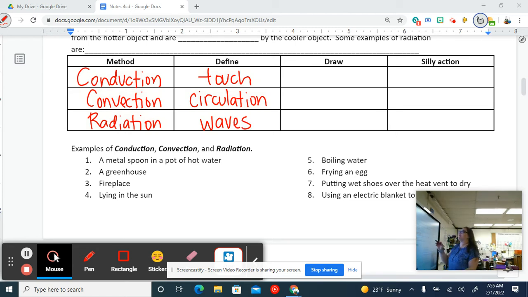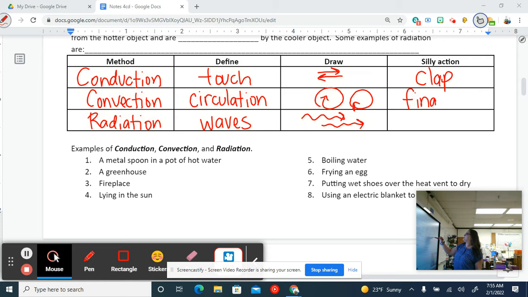We're going to draw some arrows to show what happens with these. So conduction is when the two things are touching. So there's this direct back and forth. Convection occurs in these circular kind of motions, and radiation occurs in waves. Our silly action is to clap. Our silly action is to do finger circles, and our silly action is to do hand waves.